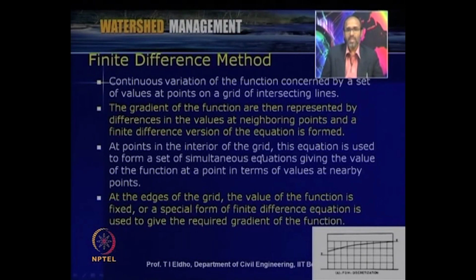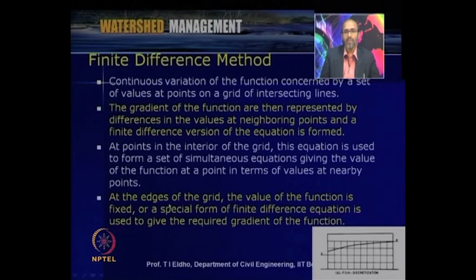At points in the interior of the grid, the equation is used to form a set of simultaneous equations giving the value of the function at a point in terms of values at nearby points. At the edges of the grid, the value of the function is fixed, or a special form of the finite difference equation is used. As we discussed in the previous lecture, this finite difference can be implicit or explicit. We can have forward, backward, or central finite differences.